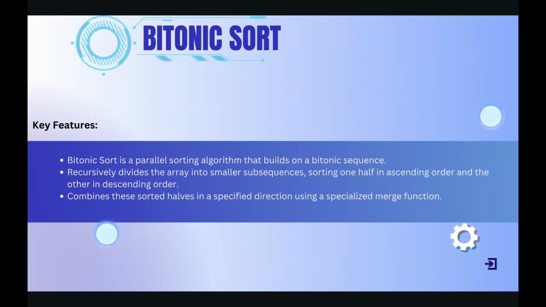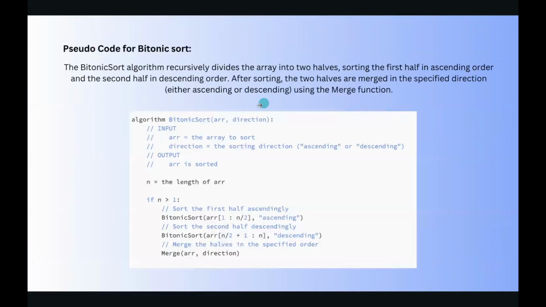The core idea here is to break the array into smaller subsequences repeatedly. One half of the array is sorted in ascending order and the other half in descending order. Finally, Bitonic sort uses a merge function to combine these sorted halves. This merge process aligns the elements in a particular direction, either fully ascending or descending, until the entire array is sorted. Now, let's take a closer look at how the algorithm works step by step.